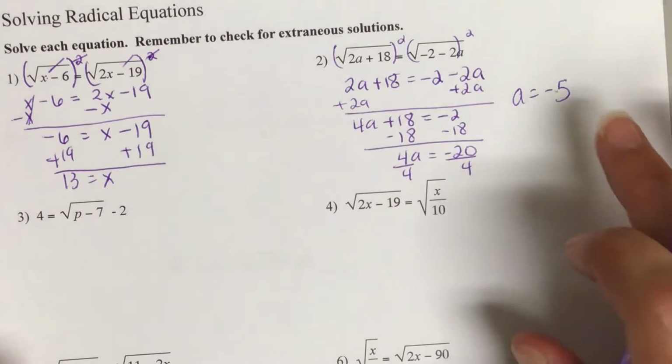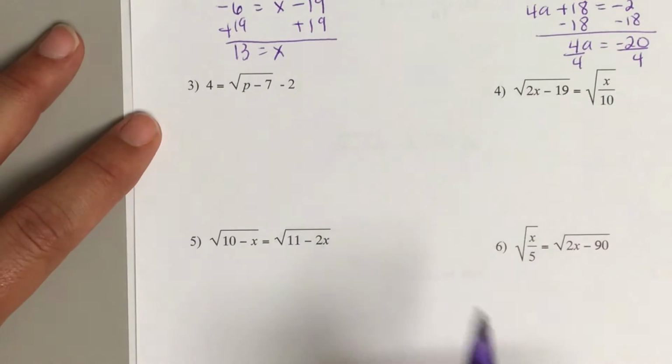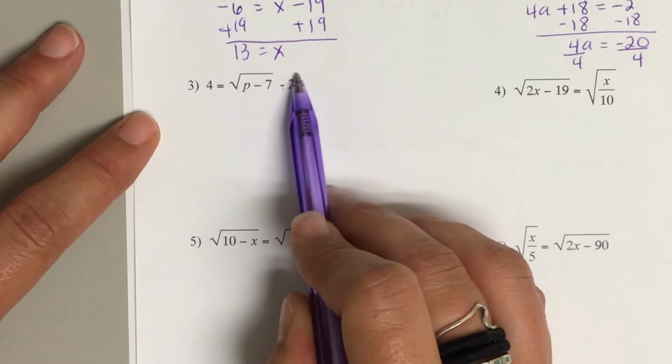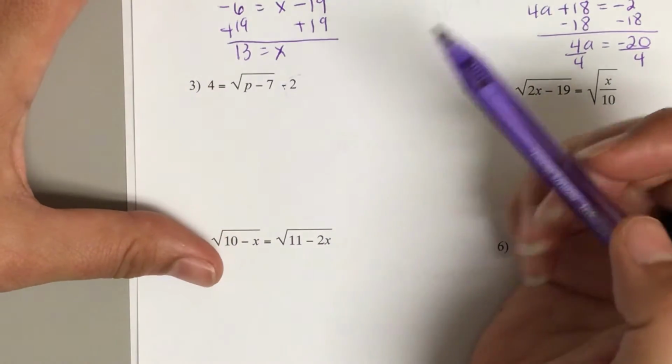All right, so that's that style when you have radicals on both sides. Now, on number 3, notice that we have this minus 2 outside the radical. So we have to get rid of that first before we can square both sides.